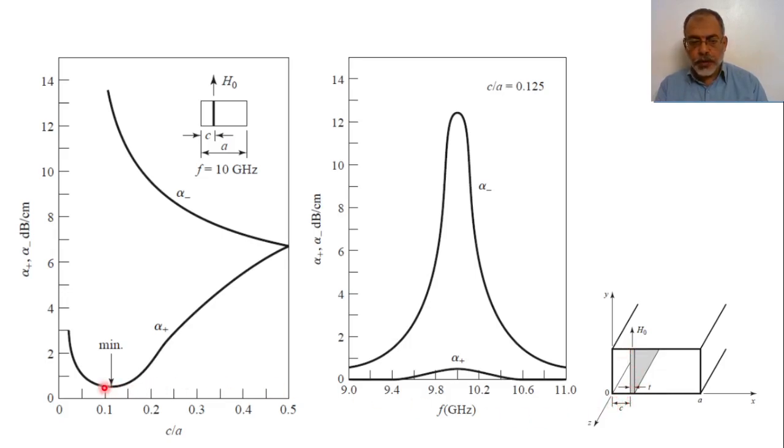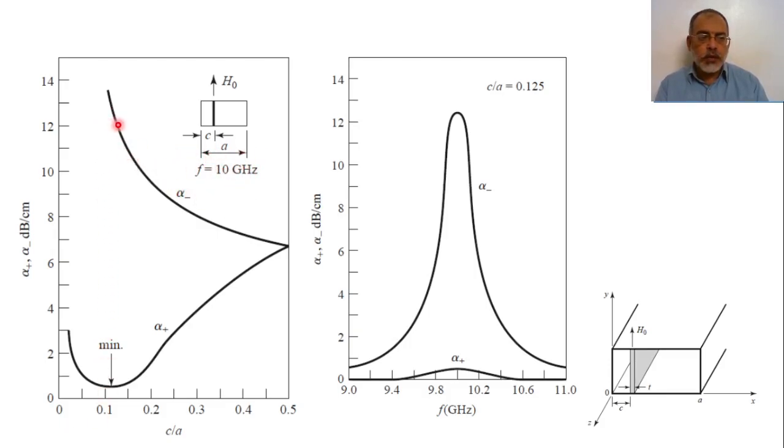At this point, the attenuation coefficient in the reverse direction is slightly more than 12, nearly 12.7 dB per centimeter. So this is the attenuation coefficient in the reverse direction, for the propagation constant in the reverse direction. This is at the center frequency 10 gigahertz.